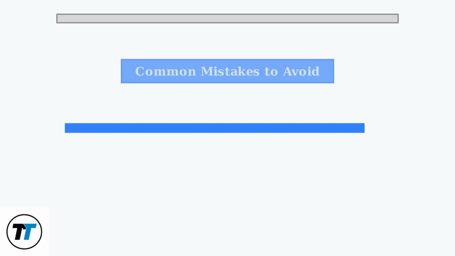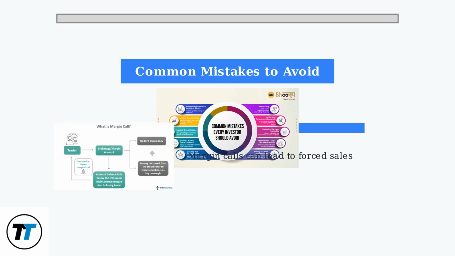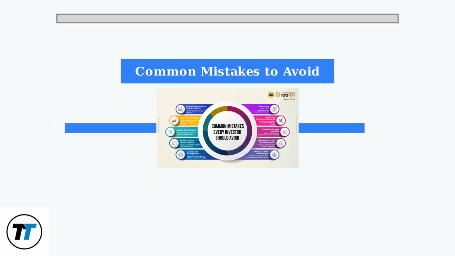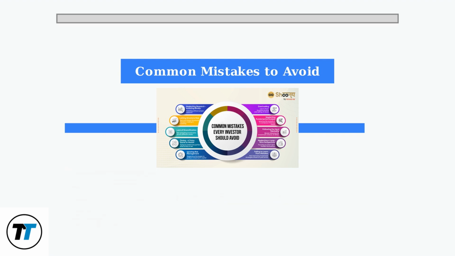In closing your E-Trade account, avoid common mistakes that can lead to financial surprises. One major mistake is forgetting to liquidate all positions before closing. Margin calls can trigger forced sales if your account falls below maintenance margins. Don't neglect to download important tax documents like the 1099-B form. Be aware of potential fees that could apply during closure. Fully understand the tax implications before closing to avoid surprises during tax season. E-Trade provides checklists to help prevent these common mistakes.